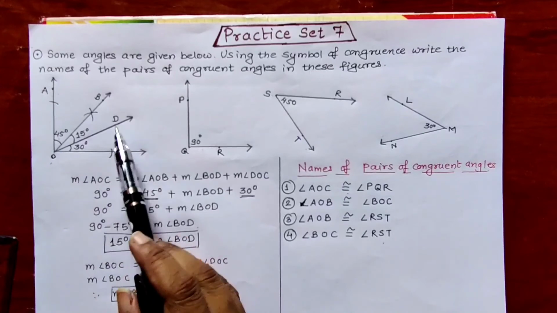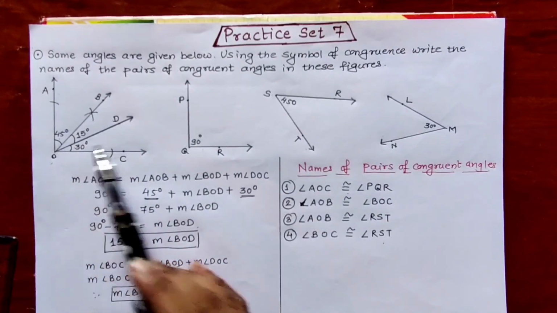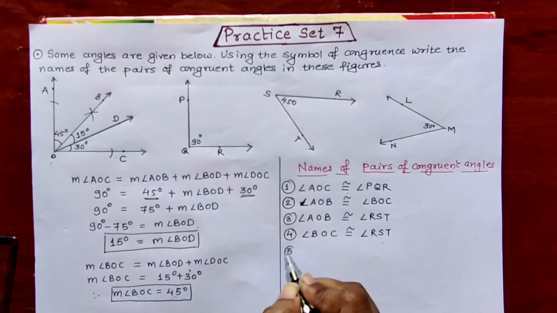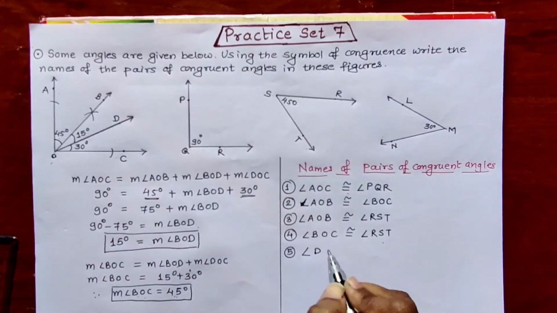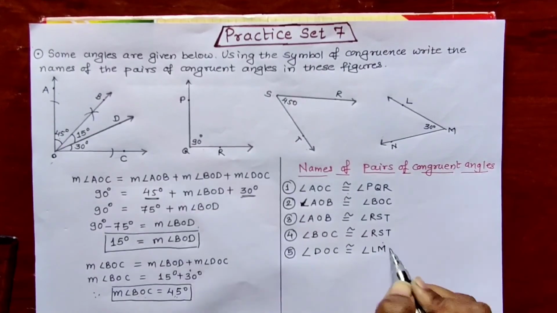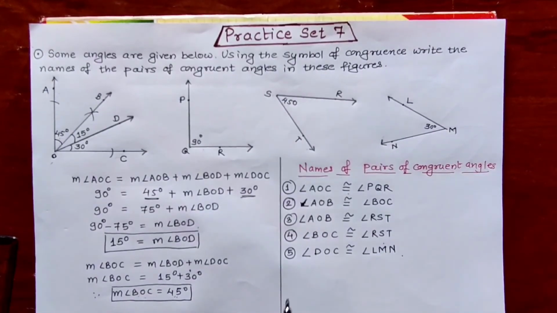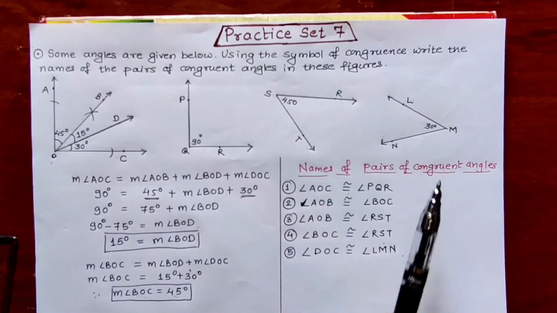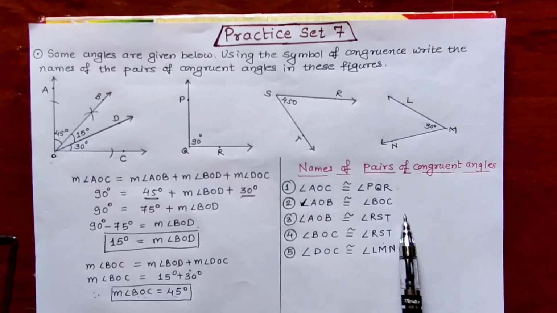Now let us check this angle. Angle DOC is 30 degrees and angle LMN is also 30 degrees. So I can write angle DOC is congruent with angle LMN. Can you see any other congruent angles which have the same or equal measure? We cannot see any. So we have got these 5 pairs of congruent angles from these diagrams.